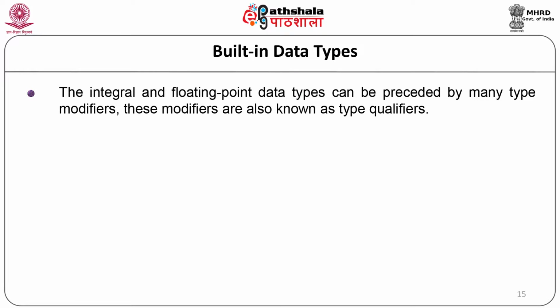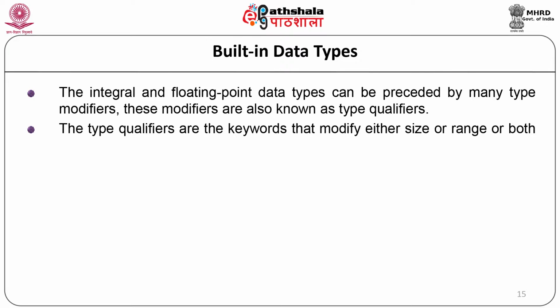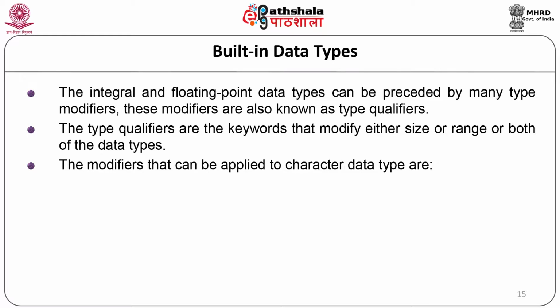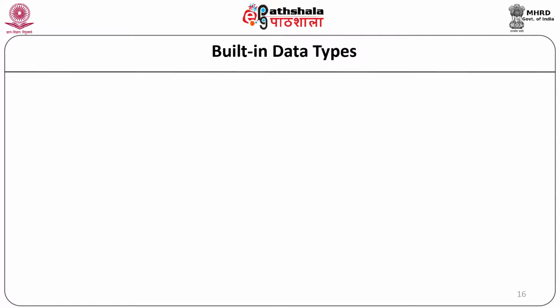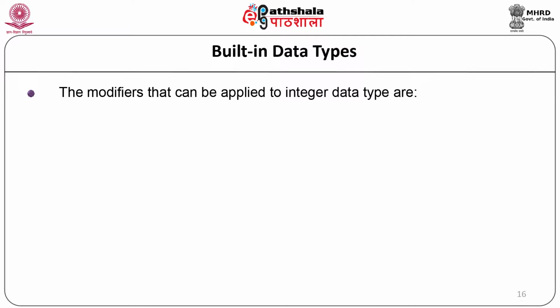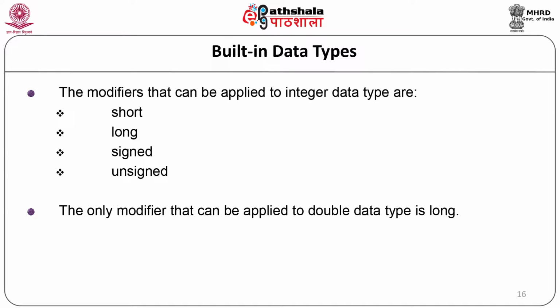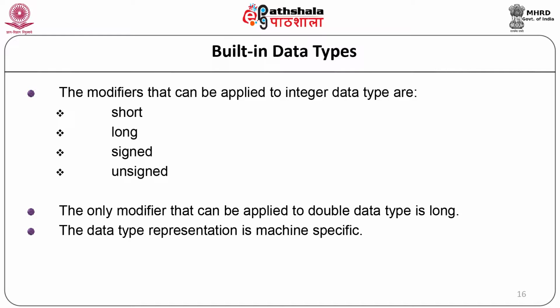The integral and floating point data types can be preceded by many type modifiers. These modifiers are known as type qualifiers. The type qualifiers are the keywords that modify either the size or the range or both of the data types. The different modifiers that can be applied to character data type are signed and unsigned, whereas the modifiers that can be applied to the integer data type are short, long, signed and unsigned, and the only modifier that can be applied to a double data type is long. The data type representation is machine dependent or machine specific.